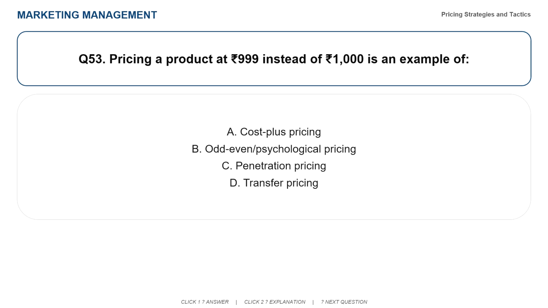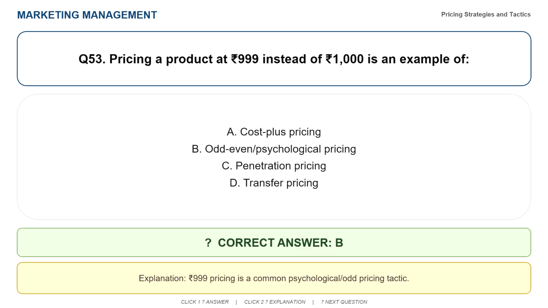Question 53. Pricing a product at 999 Indian rupees instead of 1000 Indian rupees is an example of Option A. Cost plus pricing. Option B. Odd-even / psychological pricing. Option C. Penetration pricing. Option D. Transfer pricing. The correct answer is B. Explanation. 999 Indian rupees pricing is a common psychological / odd pricing tactic.